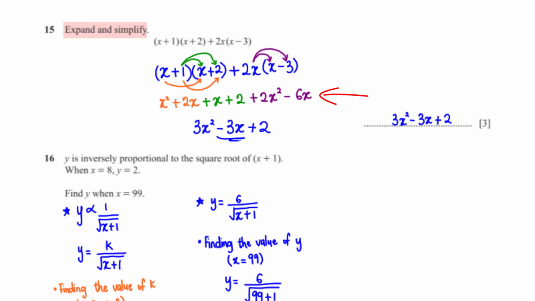2x times x gives us 2x squared, and 2x times minus 3 gives us minus 6x. So when we simplify this, x squared plus 2x squared gives us 3x squared.